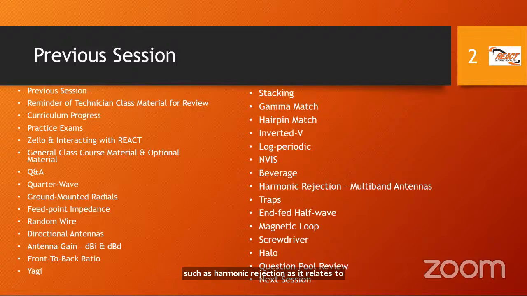Then we discussed what traps are, and also other antenna types such as the end-fed half wave, the magnetic loop, the screwdriver antenna, and then the halo antenna. And we ended, of course, with our usual question pool review.